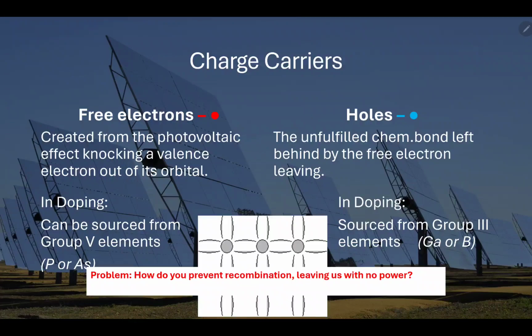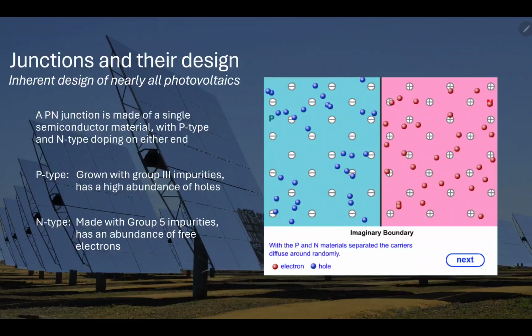Now, we have a problem with the creation of the hole electron pair, which is how do you prevent recombination, which is when the electron and the hole just come back together and you get no power out of it. And the answer is p-n junctions. P-n junctions are a ubiquitous design you'll find in nearly all photovoltaics. A p-n junction is made of a single semiconductor material with p-type and n-type doping on either ends. The p-type has an abundance of group 3 impurities, which make substitutional defects.